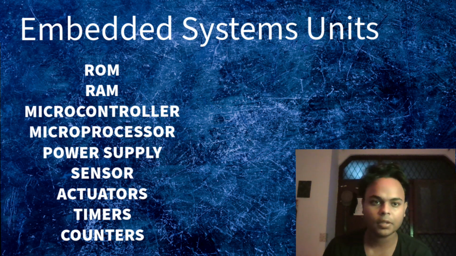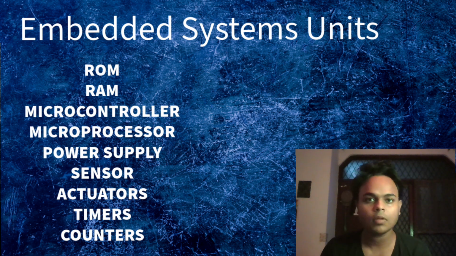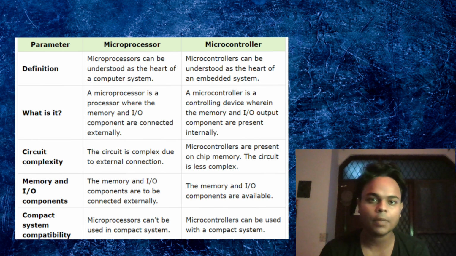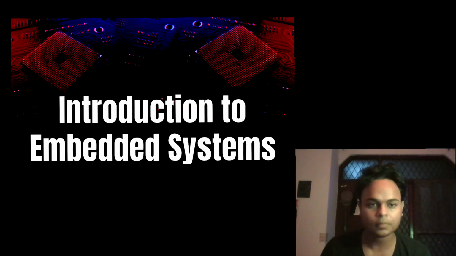Embedded hardware unit typically consists of some devices which are connected to it, which we will discuss now. The first one primarily being microcontrollers and microprocessors, and we will discuss the difference between these two in upcoming videos. But for now, let's say microcontrollers and microprocessors play an important part in the embedded system.